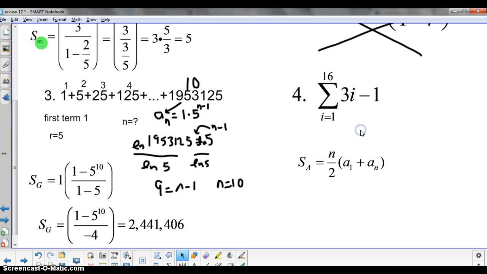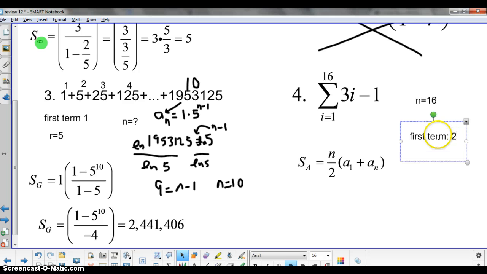What do we have? What do we need? Well, n, how many terms are we summing up here? And it's 16. We're summing from the first term to the 16th term. What is the first term? Well, let me plug 1 in. Okay, so we take 1, plug it in. 3 times 1 is 3, and then 3 minus 1, that's 2. And the last term. Well, we're talking about the 16th term, so we need to plug 16 in. So you're going to take 3 times 16, that's 48, subtract 1 is 47.